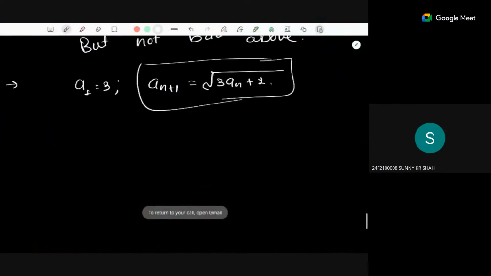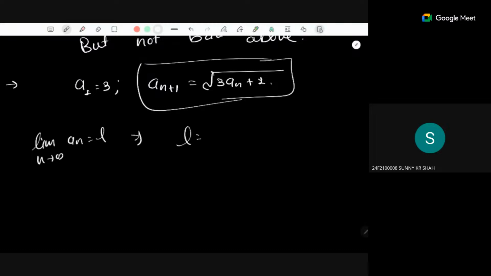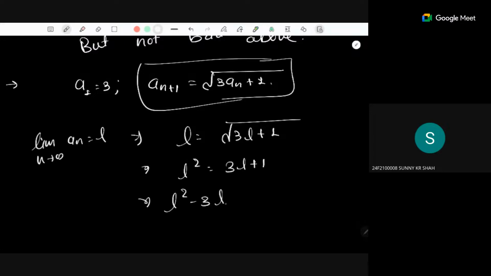Yeah. So whenever we have a recursion type of sequence, then for finding the limit, we just substitute L in place of a(n+1) and an. Then you can find the limit. So if the limit exists, then the limit as n tends to infinity of an is equal to L. Then this will imply L is the square root of 3L plus 1, which says that L squared is 3L plus 1. And this will imply L squared minus 3L minus 1 equals 0. And now you can find the limit.